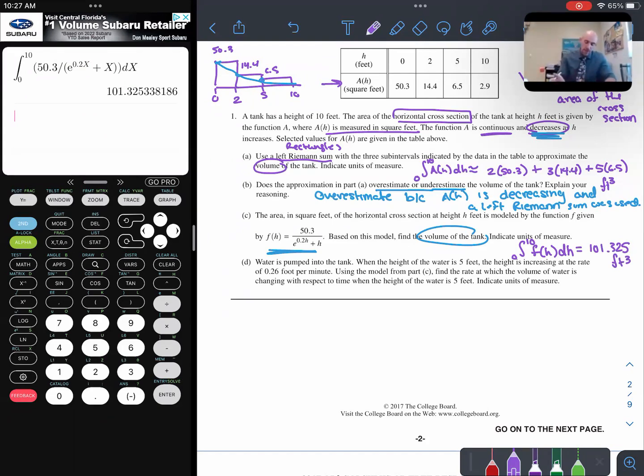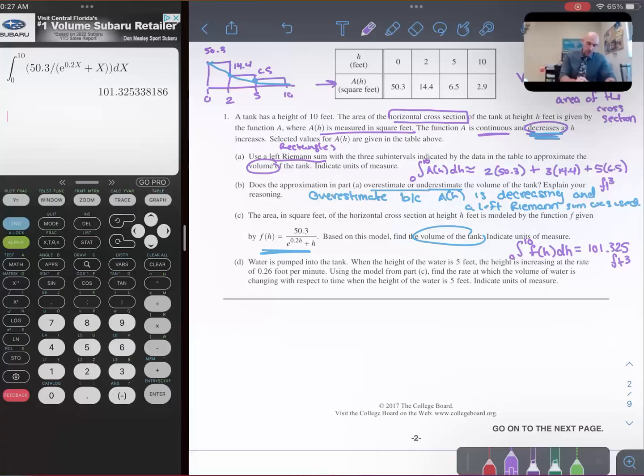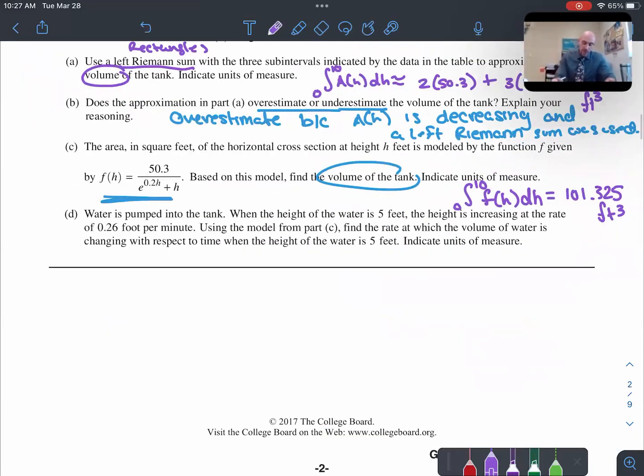Okay, so nice thing about the calculator and just understanding that whole volume is just the integral of the cross-sectional area. All right, so D, now they switch gears totally. And for everyone's favorite, it's a related rates problem. Woo-hoo. All right, so water is pumped into a tank.